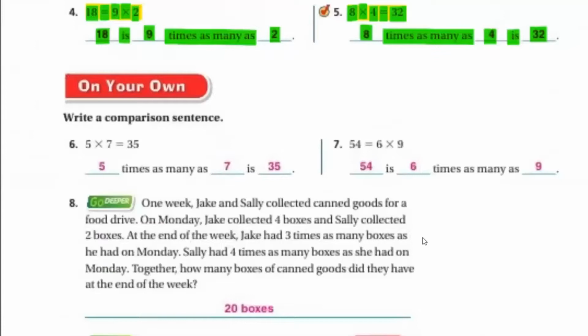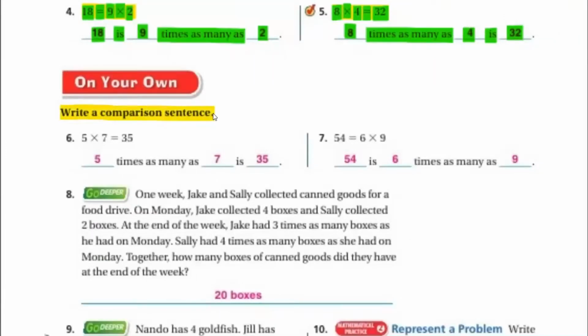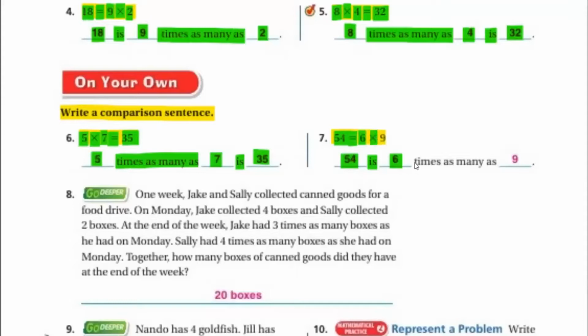Okay, let's move to the next one. We have in this question, write a comparison sentence. The same way, multiplied by 7 equal 35. So all we have to do, let's translate it into a comparison sentence. 5, put it as the same, multiplied by, it will be times as many as, 7, put it as the same, equals, it will be is, 35, put it as the same. Number 7 here, we have 54 equals 6 multiplied by 9. Let's translate it into a comparison sentence. 54, put it as the same, equals, it will be is, 6, put it as the same, multiplied by, it will be times as many as, 9, put it as the same.